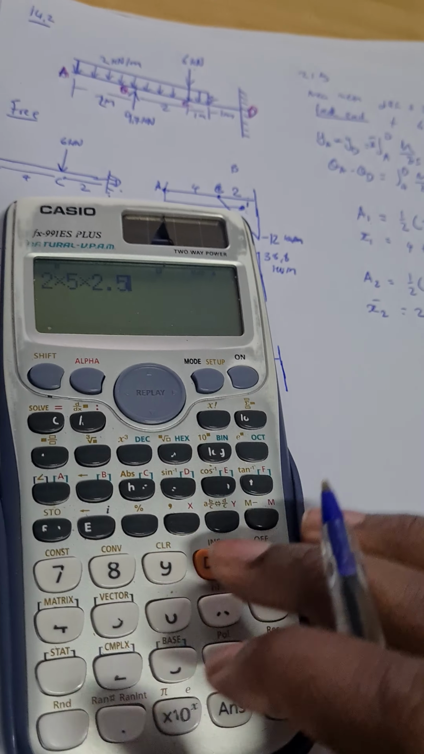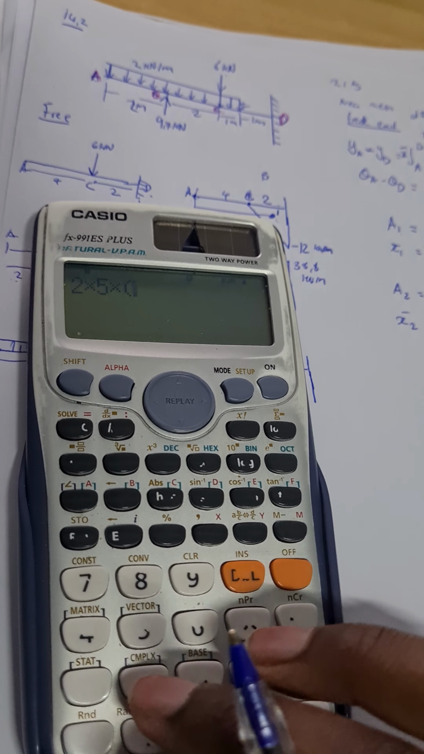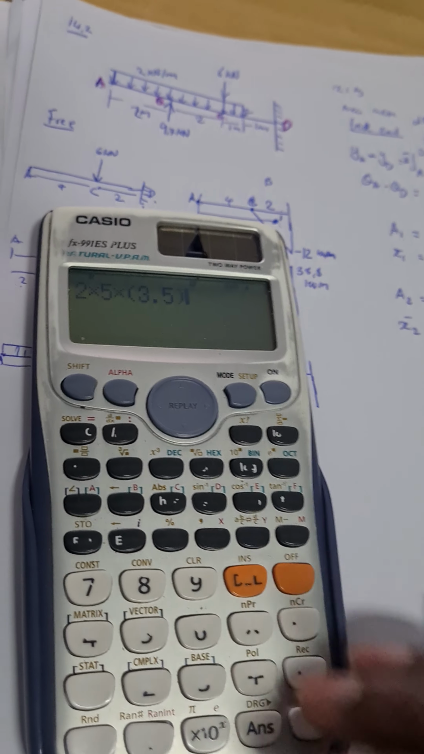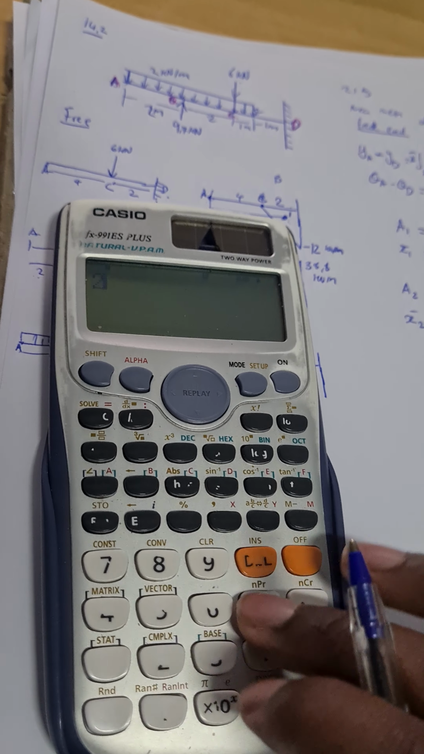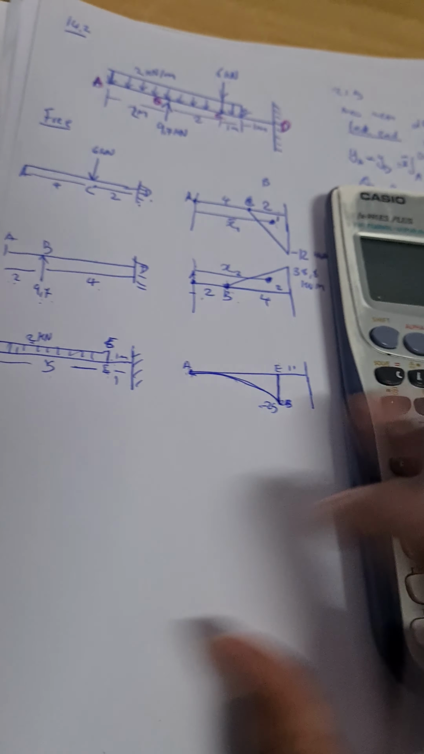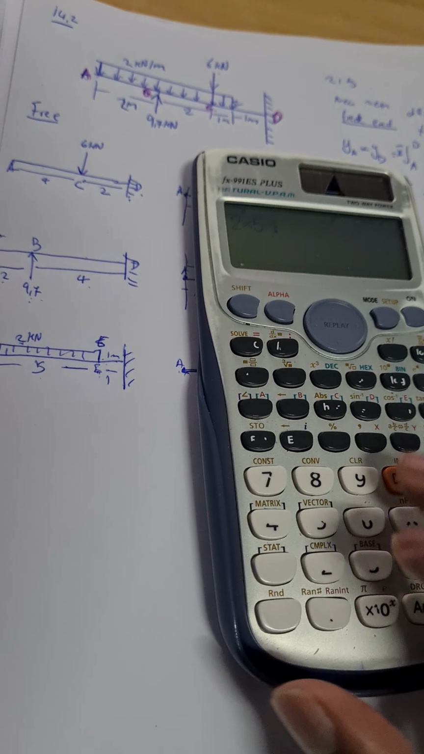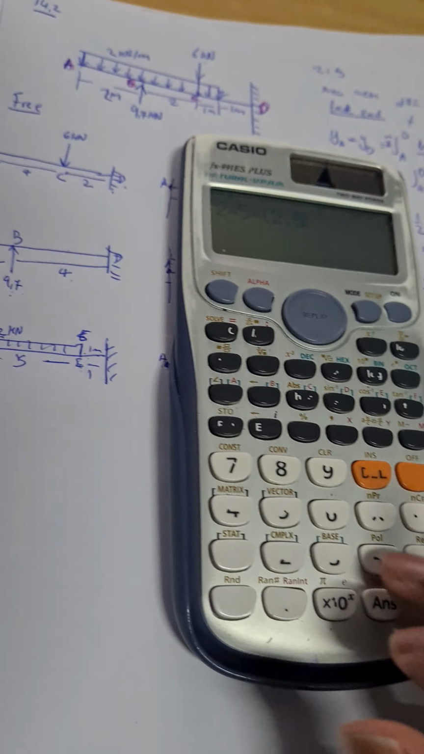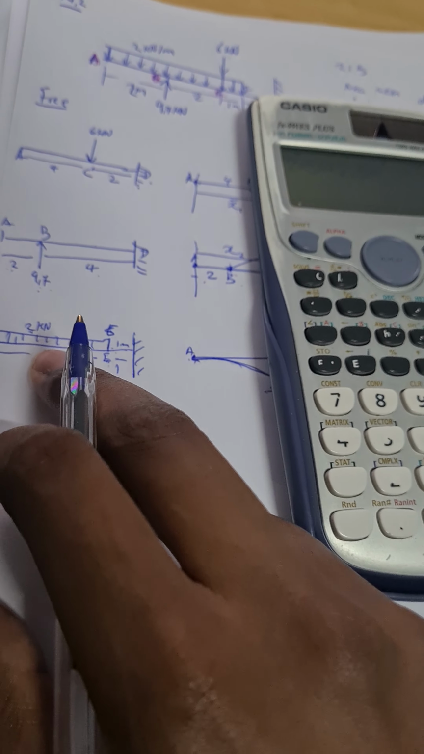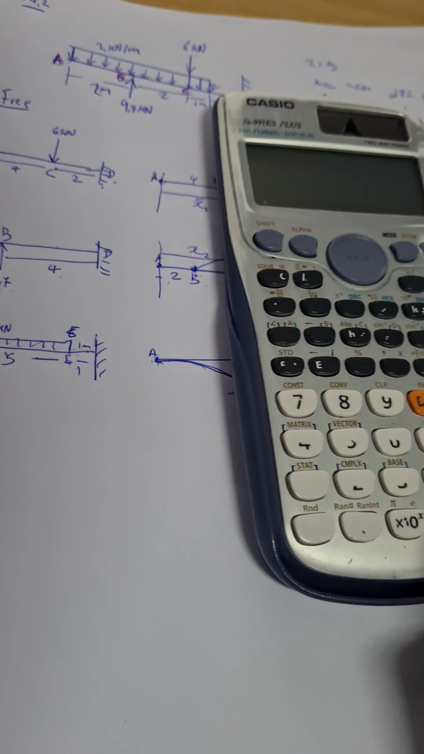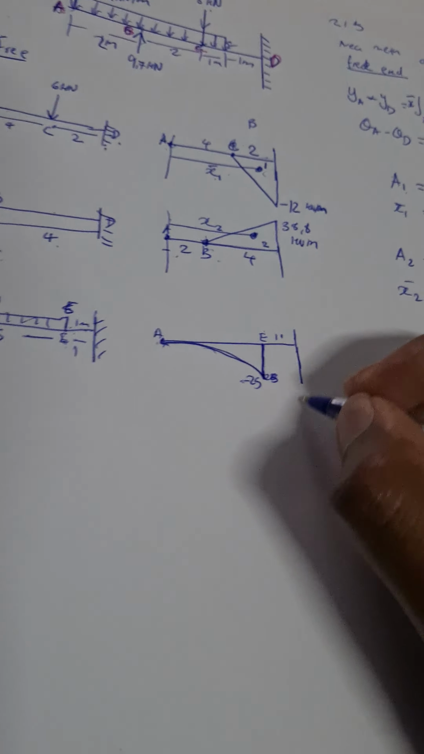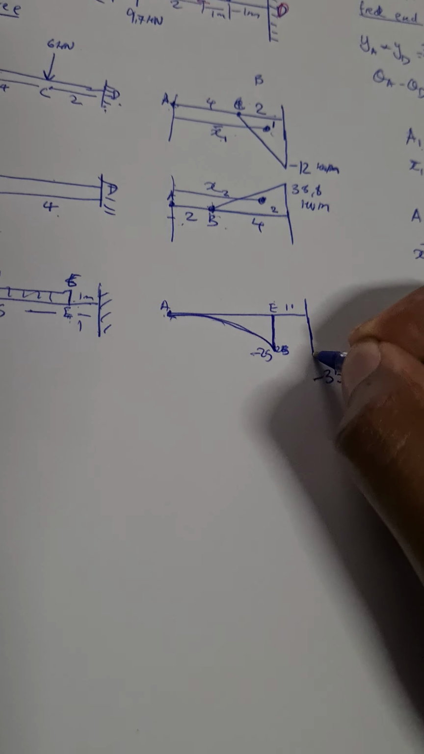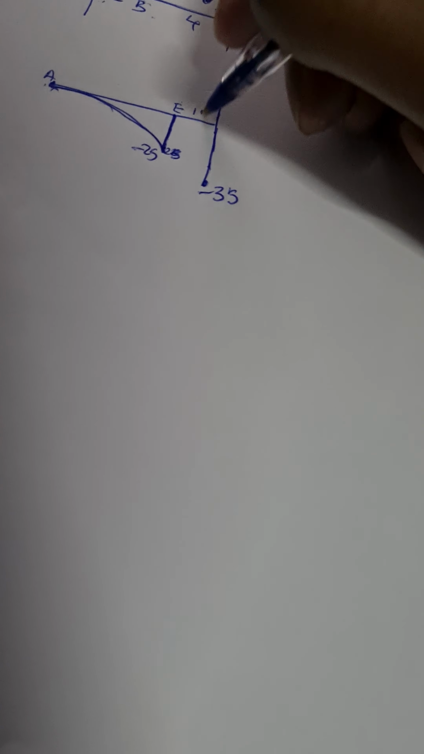So we have something like this, 3,5. So it's going to be 2 times 5, the distance, then times half of 5 plus 1. So we have 35, minus 35 because it's going down. So up until this point, minus 35. And then from here, there's no UDL over it. So we have something like this.